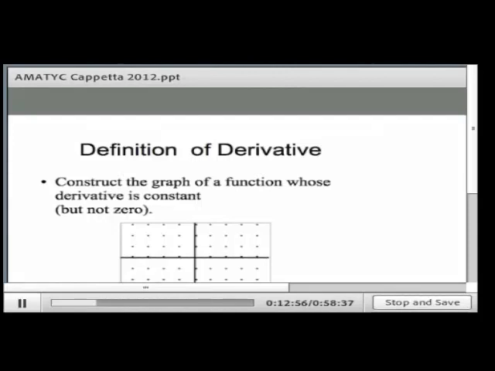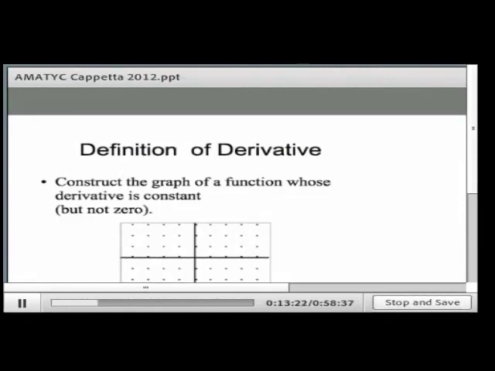Okay, here is one of my favorite questions. Construct the graph of a function whose derivative is constant but not zero. Not the kind of question you see in a textbook. Also, not the kind of question you see in these various computer adaptive systems that students are using to automatically grade homework.